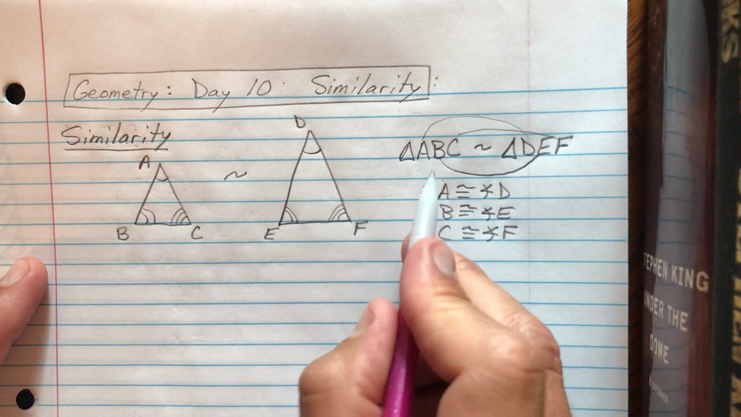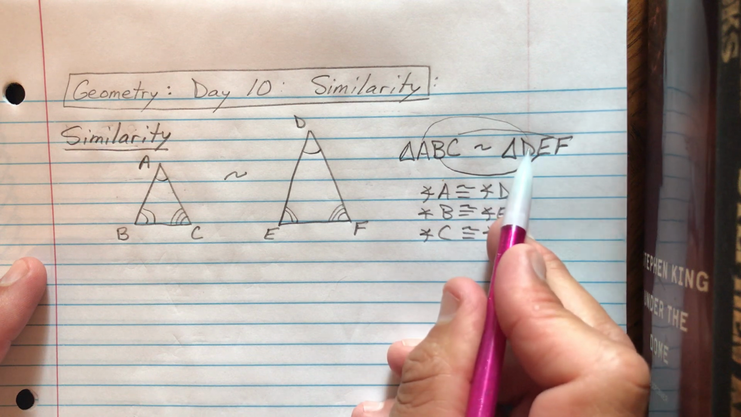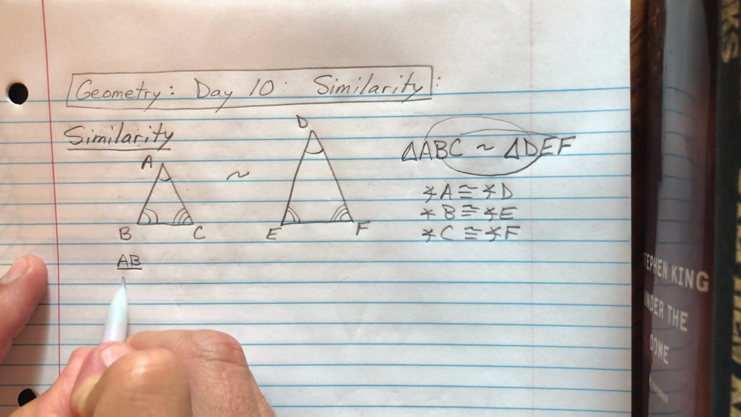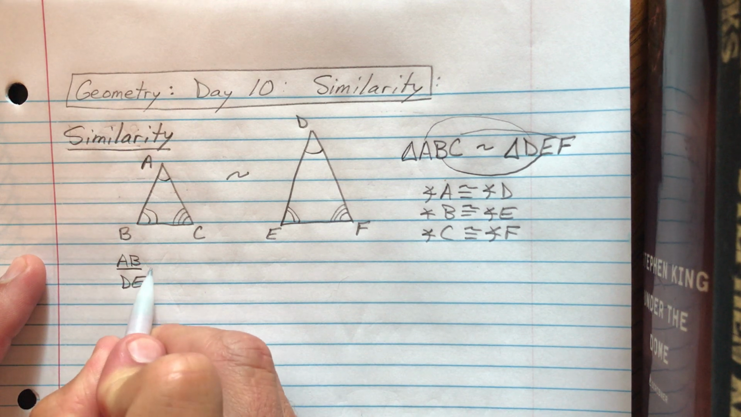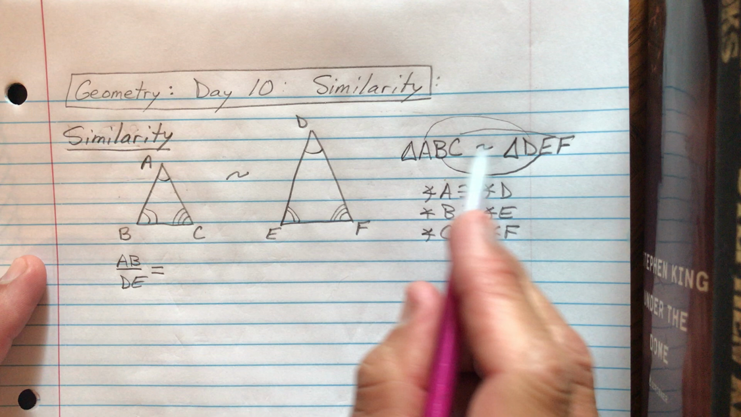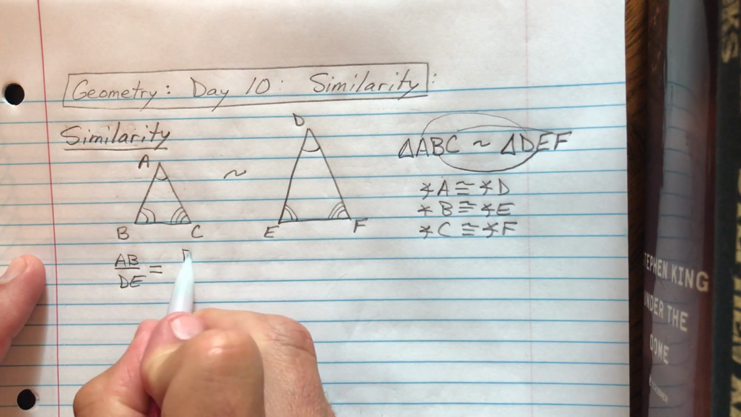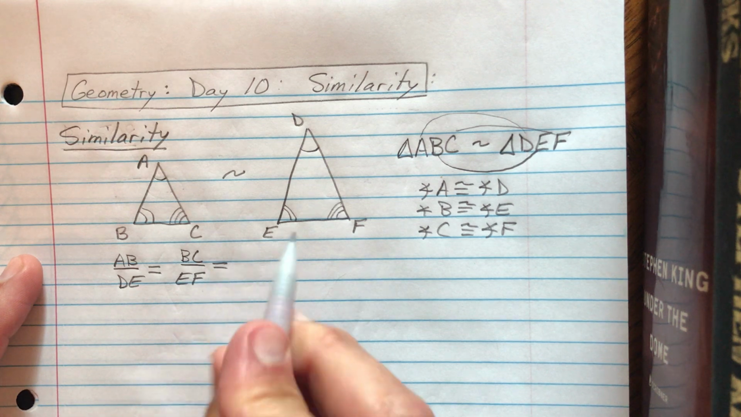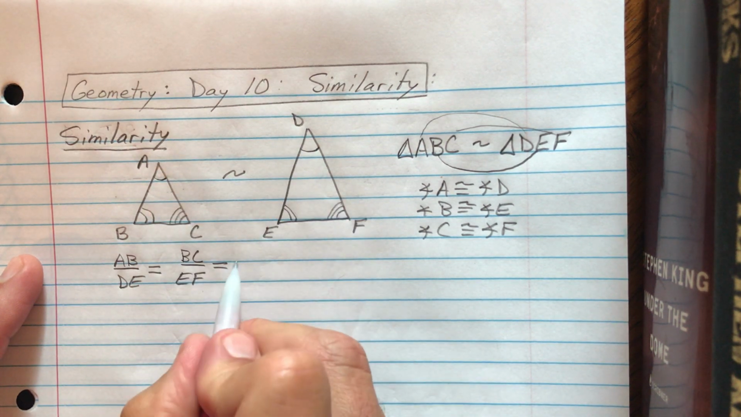So AB is proportional to DE. That's the same proportion as, for example, BC to EF. And then also AC to DF.